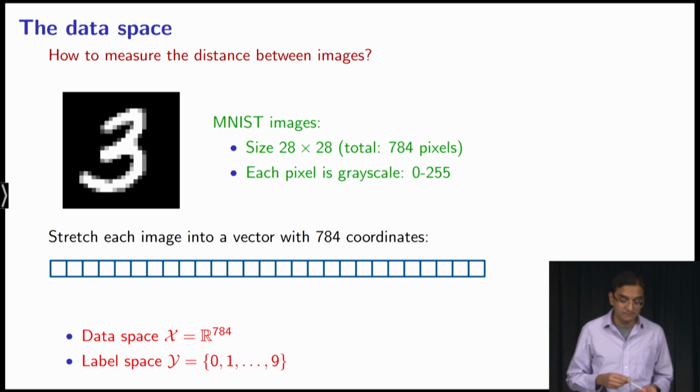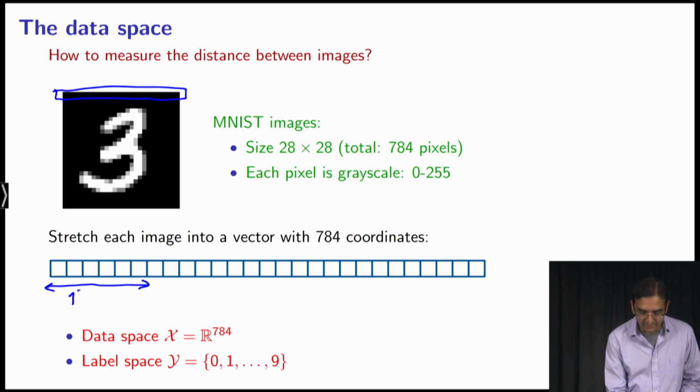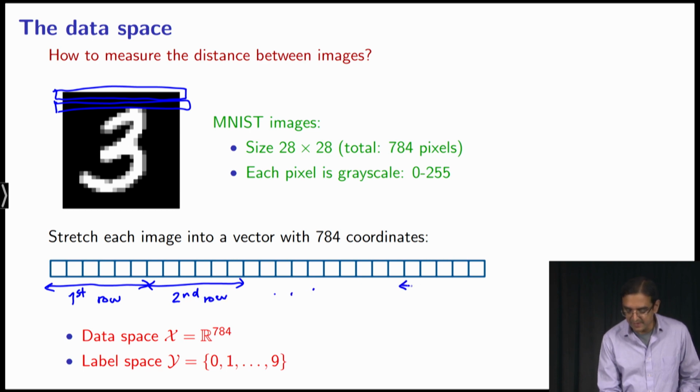How do we do this? Well, we start by copying down the first row, so the first 28 pixels, and then the second row, the next 28 pixels, and so on, all the way down to the very last row, the 28th row.